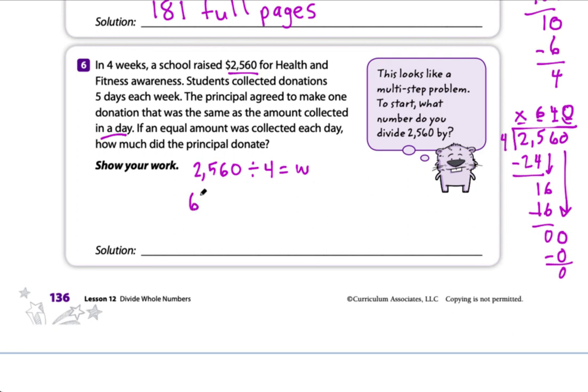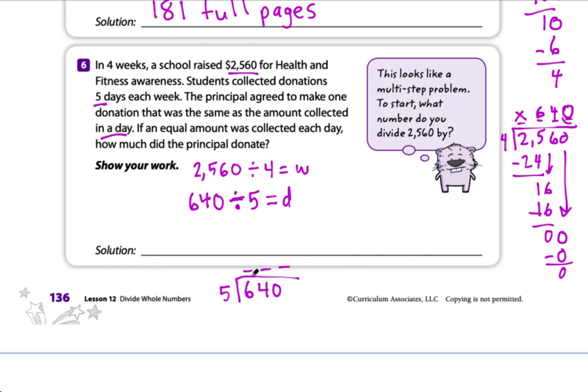So then I take 640, that's how much they made in a week, and then I have to figure out how much they made in a day. If they only collected money 5 days a week, I have to divide that answer by 5. This is going to tell me how much they made in a day, and that's what the principal agrees to donate. So 640 divided by 5 now. You should know this should come out evenly because 5 can go into numbers that end in 5 or end in 0.